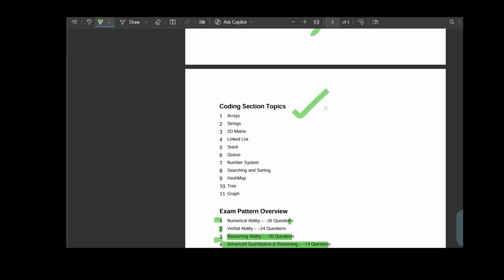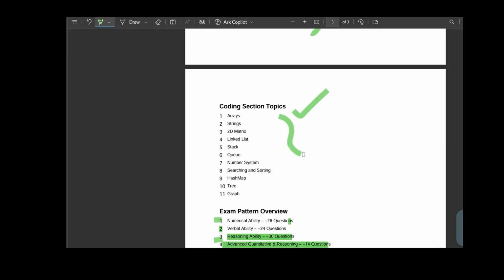Now finally, the last section, a very crucial section, is coding, which evaluates your programming knowledge and algorithmic thinking. In this round, you will usually be given two programming problems that you need to solve using programming languages such as Python, Java, C, C++, and the questions typically involve working with common programming concepts and DSA.